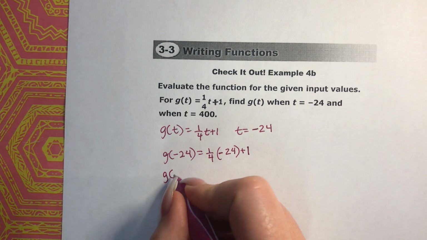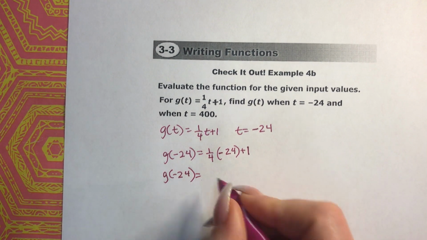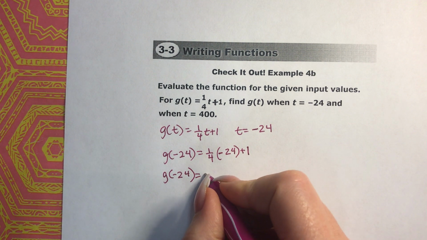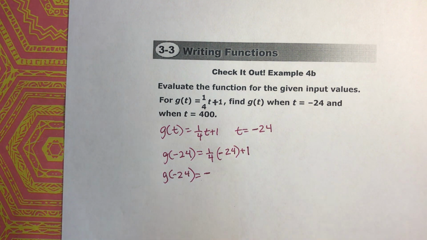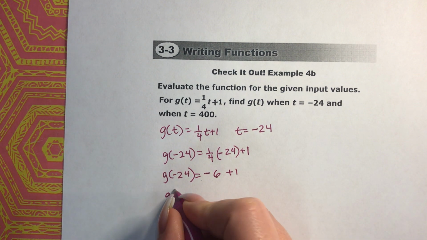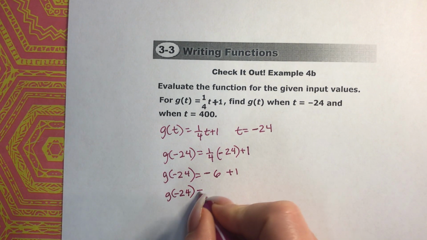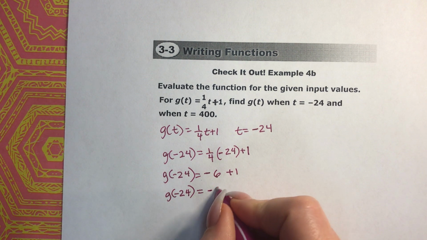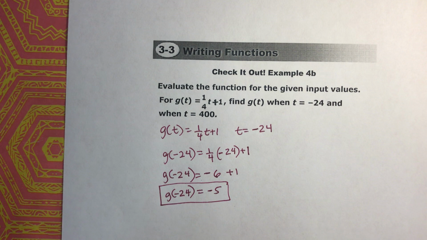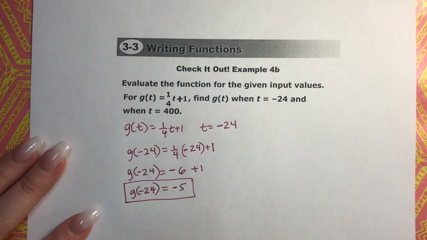Okay, I'm rewriting this part. 1/4 of negative 24, a positive times a negative is a negative. 24 divided by 4 is 6, plus 1. Negative 6 plus 1 is negative 5. So if you got that one right, great job. Okay, let's go ahead and move on to the next.